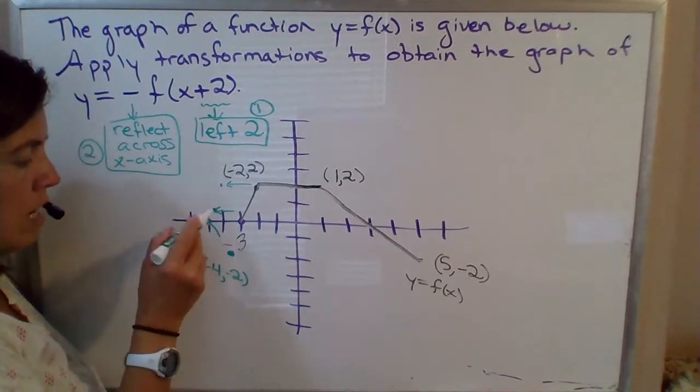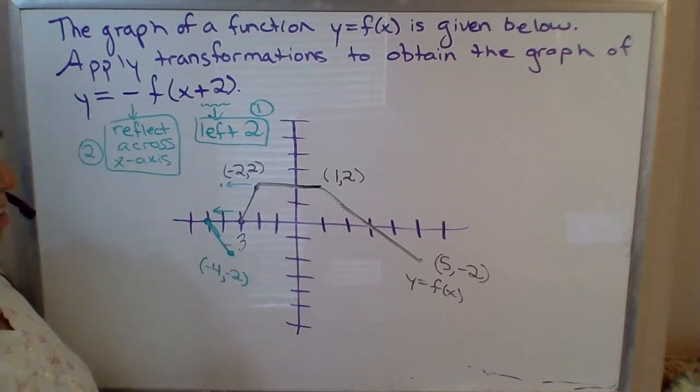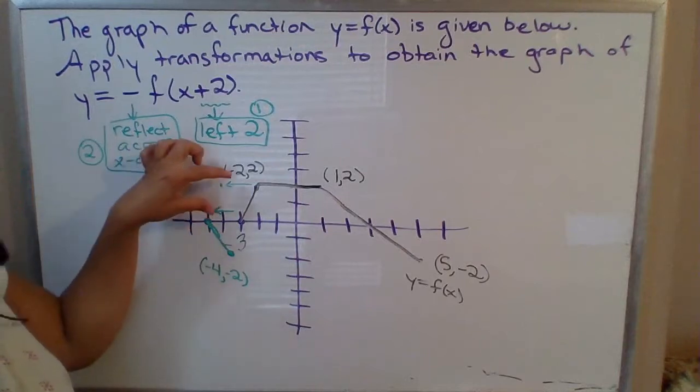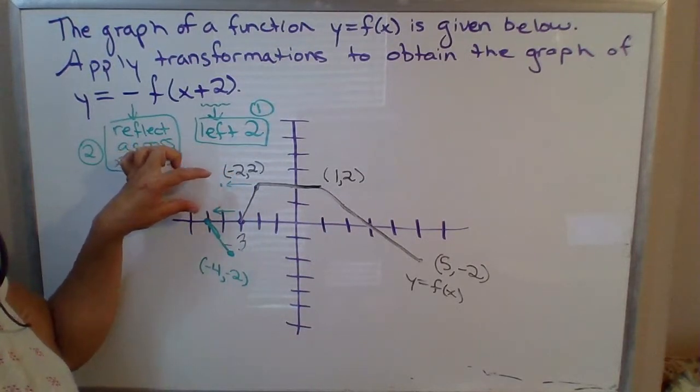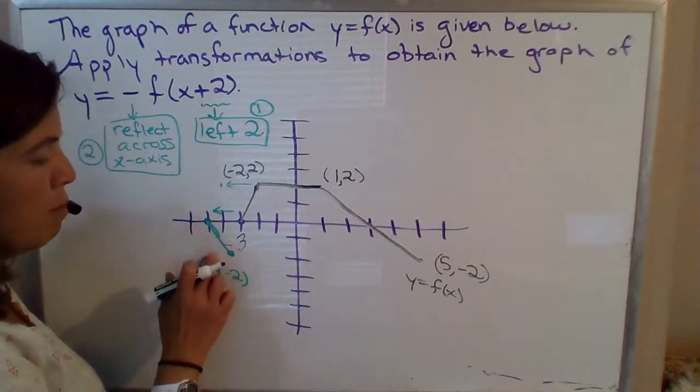And I'm going to go ahead and connect those dots. There's our first line segment transformed. So overall, this line segment shifted left 2 and then flipped over the x-axis to get this segment here.